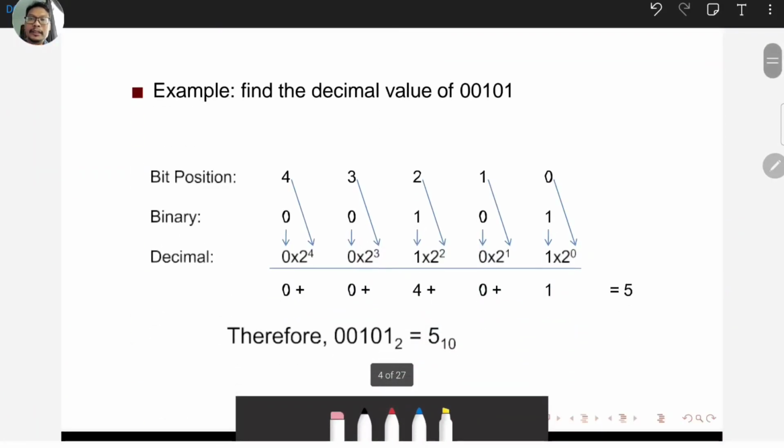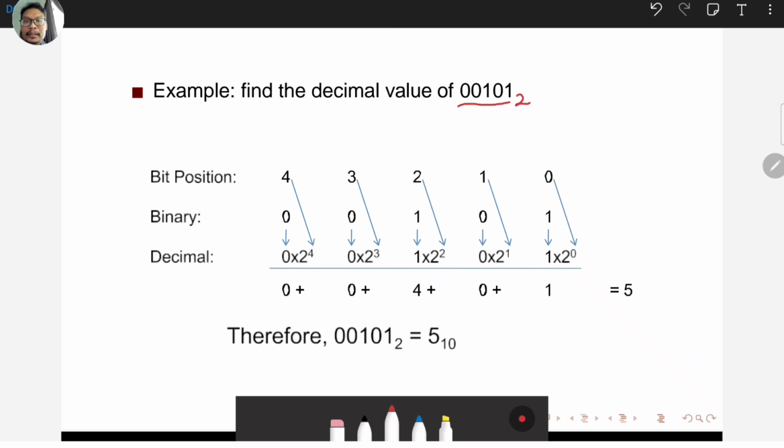So let's proceed here. As an example, we find the decimal value of 00101. This is in binary or base 2. We want to find what is the equivalent decimal value, the value that we humans understand, the decimal value of 00101.